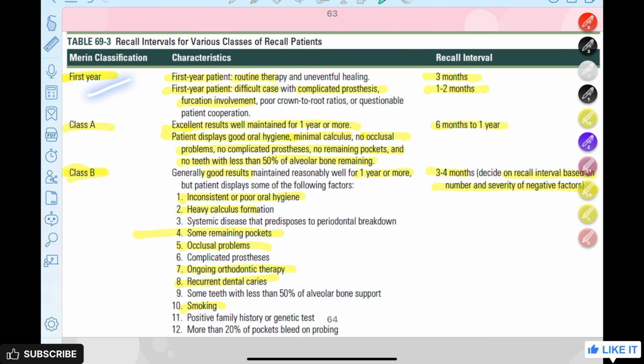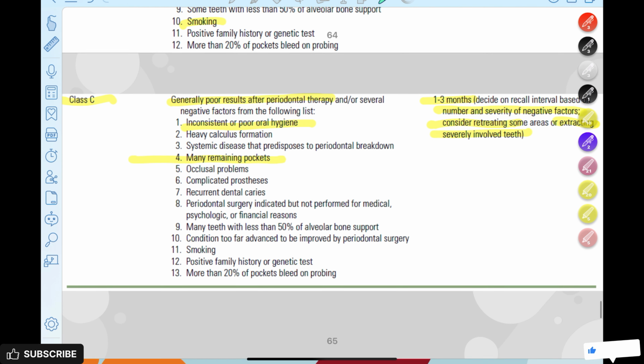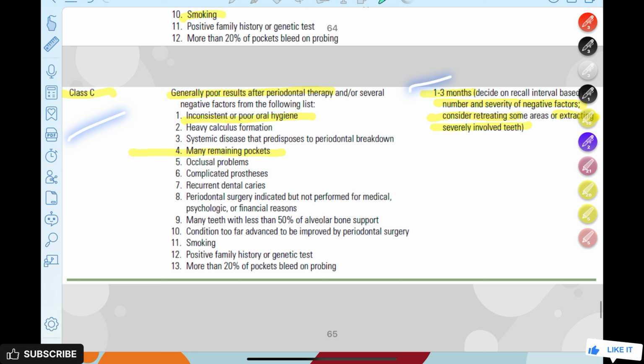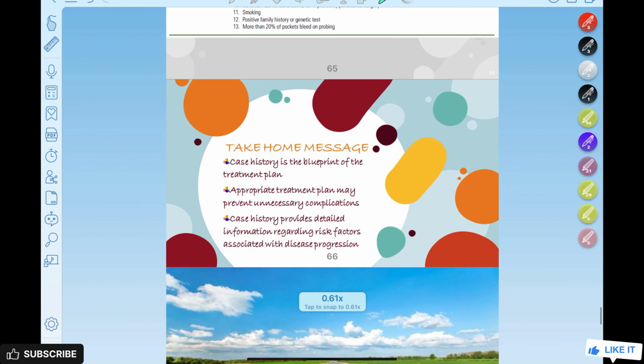To summarize, in the first year, 3 months if the first year patient has routine therapy and uneventful healing. First year patient with difficult case, complicated prosthesis, furcation involvement, poor crown to root ratio or questionable patient cooperation, 1 to 2 month recall. Class A 6 months to 1 year recall, class B 3 to 4 months, decide on recall interval based on number and severity of negative factors. Class C 1 to 3 months, decide on recall interval based on number and severity of negative factors, consider extracting severely involved teeth.